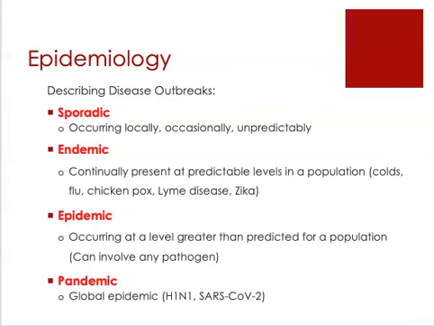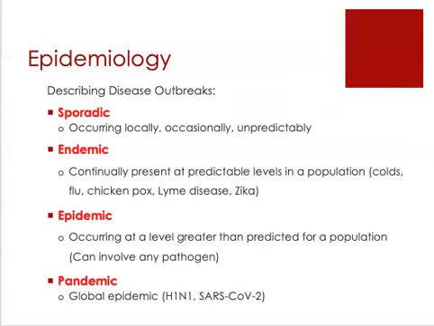When we're talking about infectious pathogens, though, one of the words that you'll hear is this word endemic. This word describes a pathogen and the disease it causes as being continually present at predictable levels within a population. In other words, there are some pathogens and some infectious diseases that we expect to see, and we can predict how many cases we should see across certain time periods.